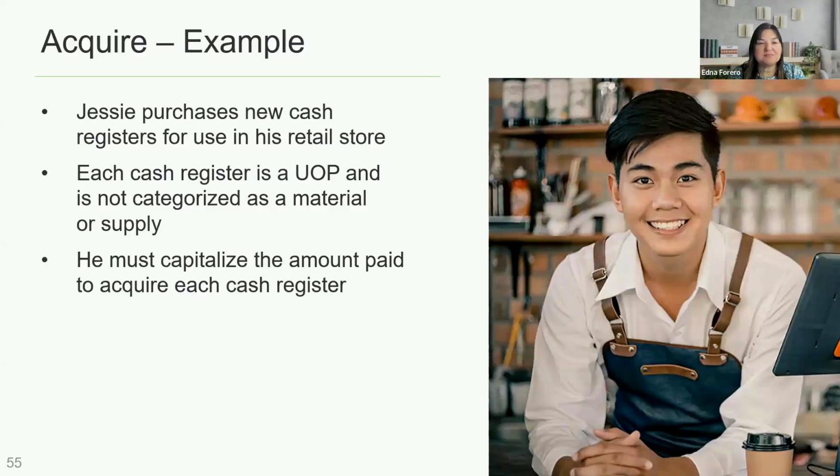And here's an example. Jesse purchased new cash registers for use in his retail store. Each cash register is an asset, much like the printers that we talked about earlier. Each one is a separate item, okay? So they're not categorized as materials or supplies, and he has to capitalize the amounts paid to acquire each cash register, all right? Unless it falls in that de minimis range. Remember, we talked about 2,500 or 5,000, then he could expense them. But for this example's purposes, he's not eligible for the de minimis safe harbor, and we're going to capitalize each asset and depreciate them. All right, so that's acquiring.